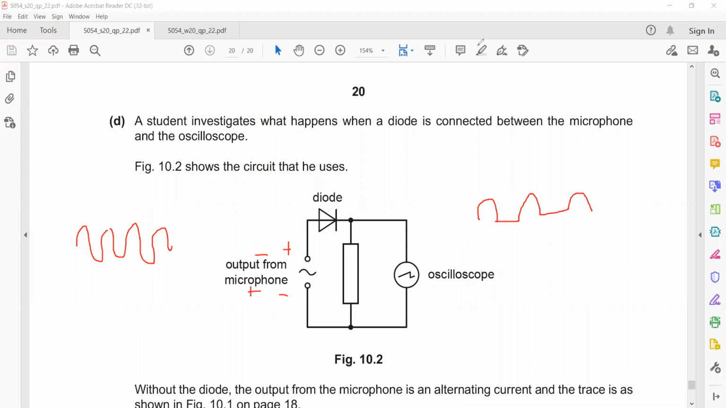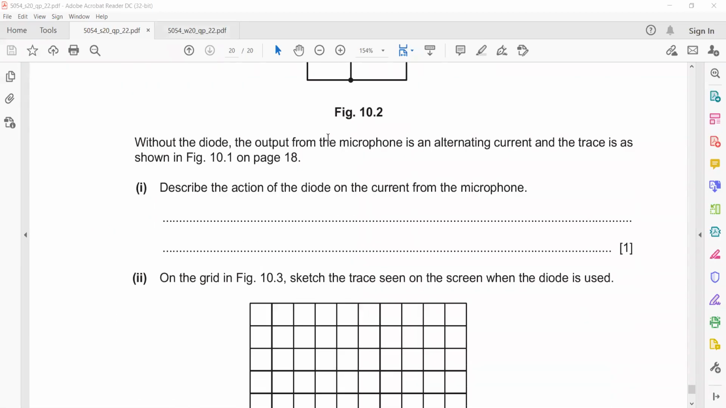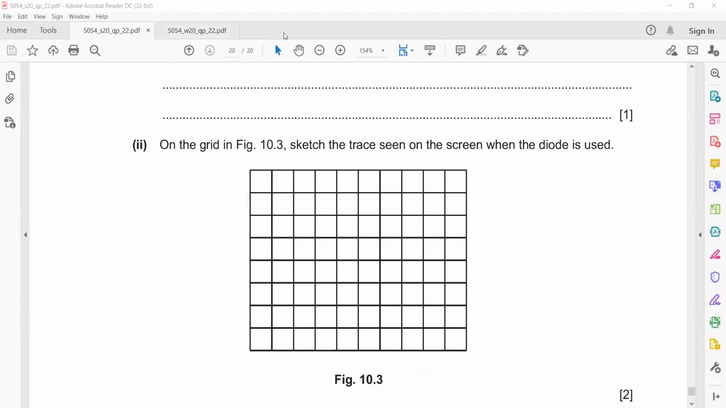So one cycle it will allow and the other one it does not allow. So what we have to do is draw a trace here to show that a diode allows one component to pass and the other one it does not allow, which is also called rectification. So the diode actually rectifies AC and converts it into DC.